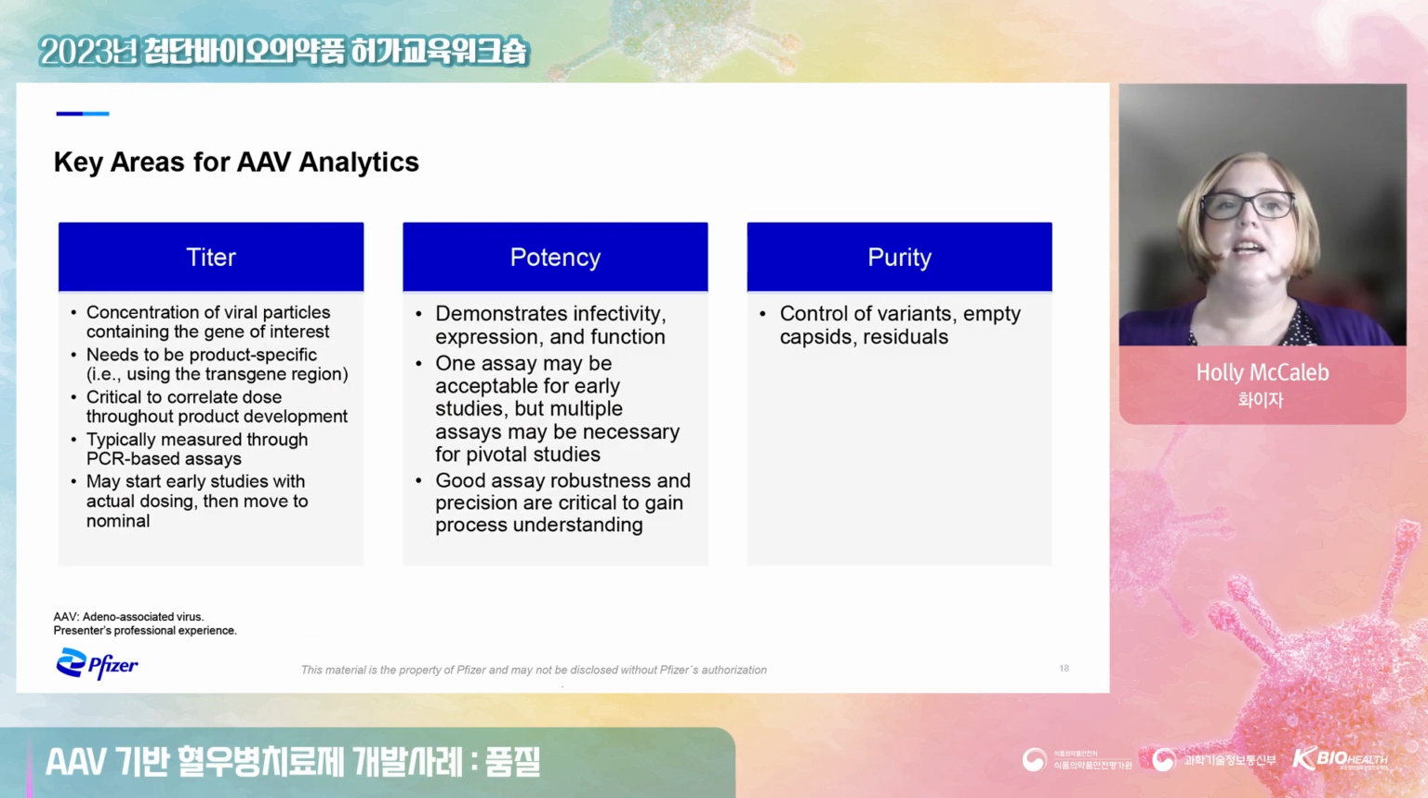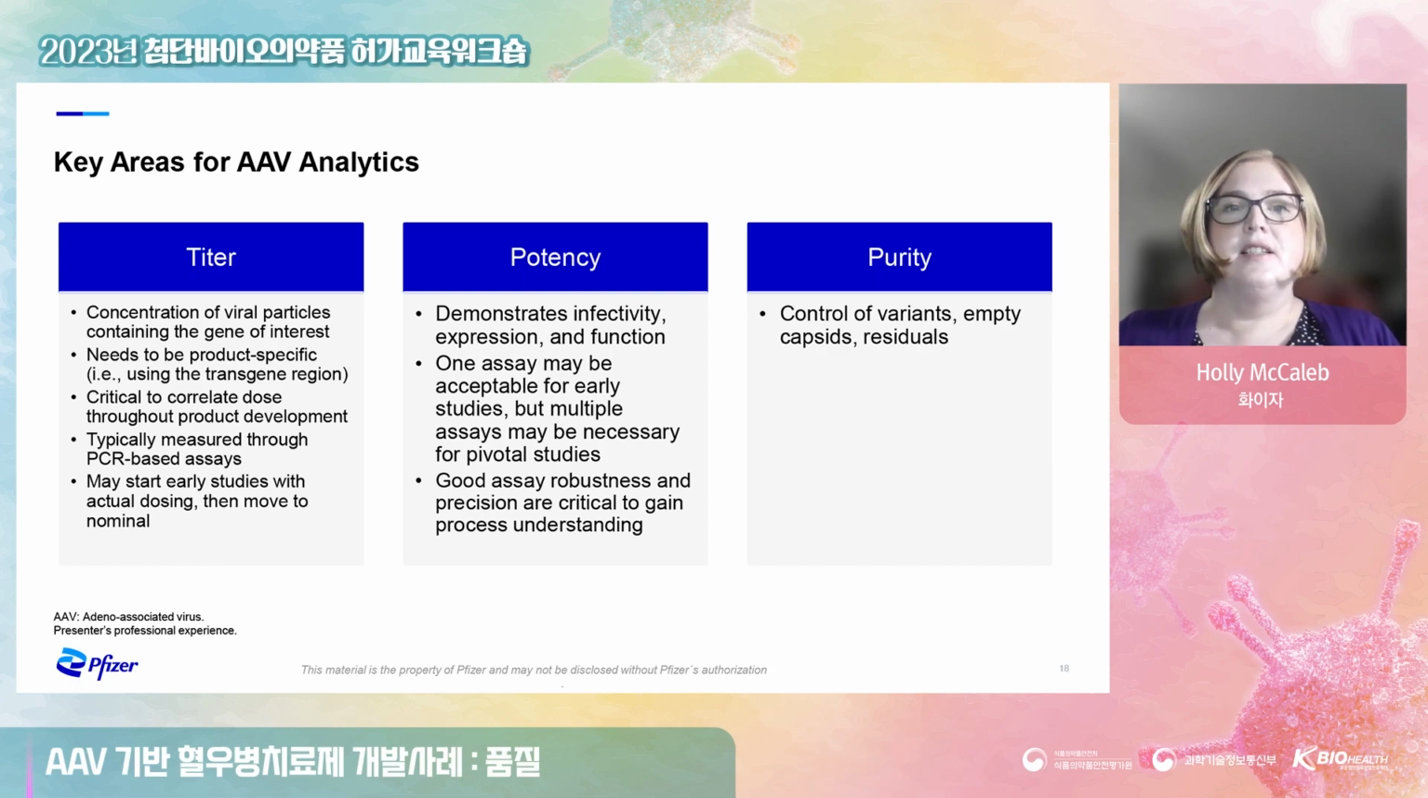Key areas for AAV analytics include titer, potency, and purity. Titer is the concentration of viral particles containing the gene of interest. Multiple types of assays can be used to measure viral genome or vector genome or VG titer, but the assay needs to be product specific, as it is critical to correlate dose throughout product development. Many early studies start off dosing with actual lot titer, then transition to nominal dosing for late stage or commercial.